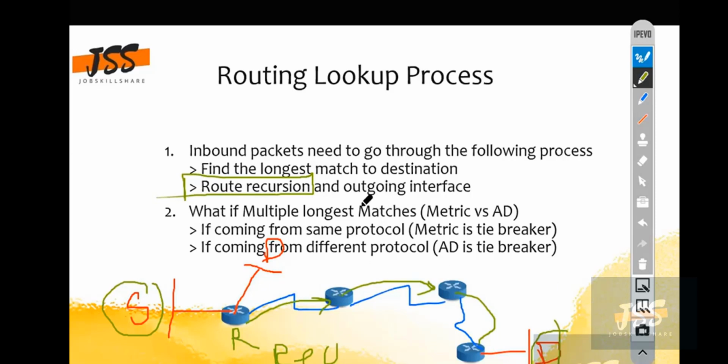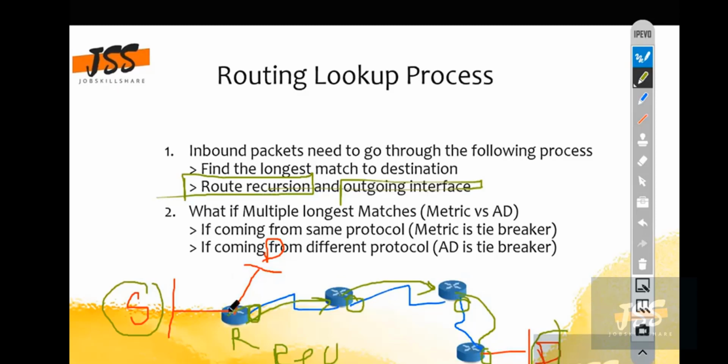On the other hand, outgoing interface, of course, these have some outgoing interface. When this router is thinking that to reach this destination, I have to go through this router, but I need to go to this exit interface, this exit interface, this exit interface, and this exit interface to reach this one. So this is the concept of route recursion and outgoing interface.